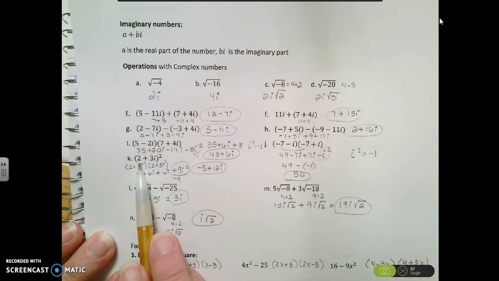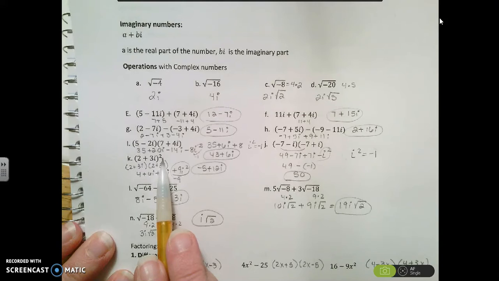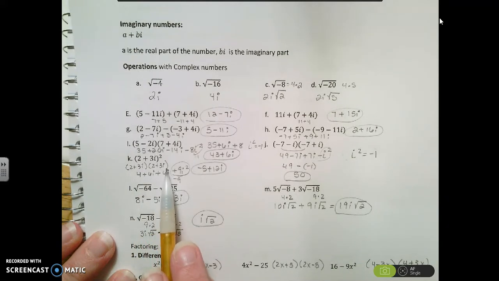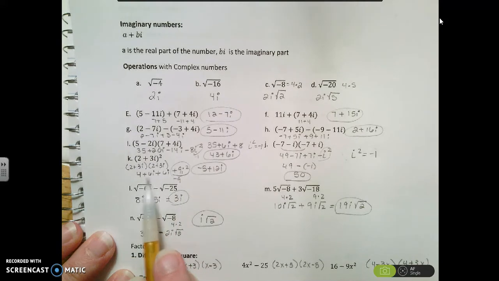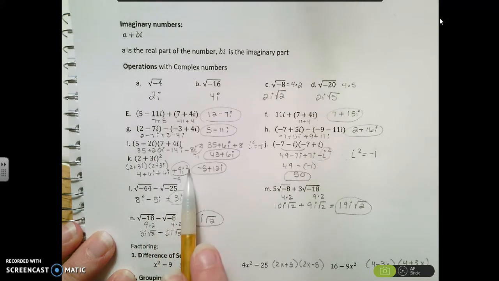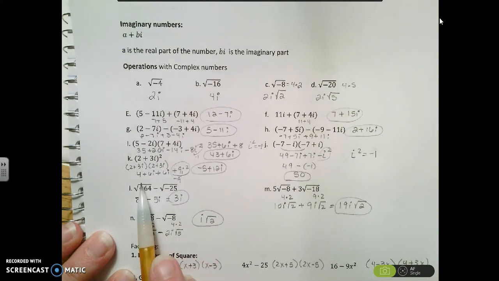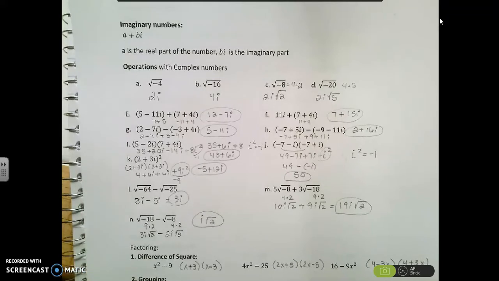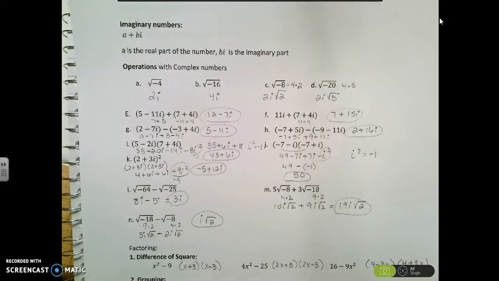Here's just another example. Just remember that when you're squaring something, you have to FOIL it still. So this would be 2 plus 3i and 2 plus 3i. So you end up with 4 plus 6i plus 6i plus 9i squared, which becomes negative 9. So then negative 9 and 4 becomes negative 5. And then the 6i plus 6i is 12i.